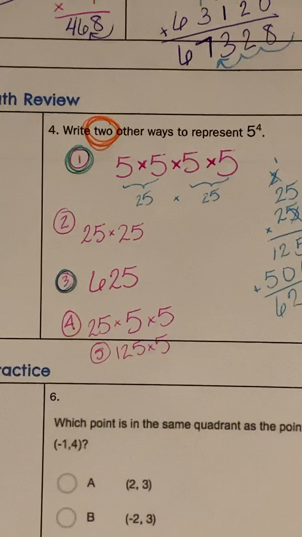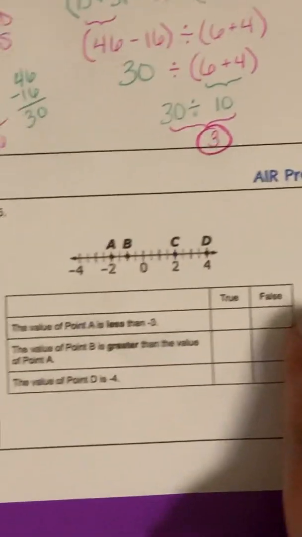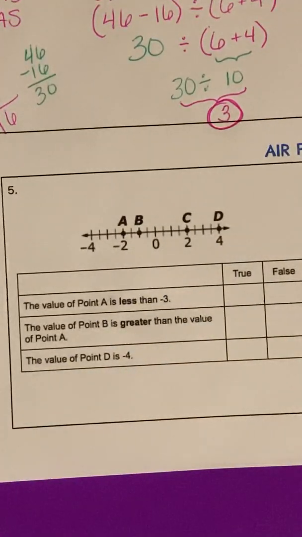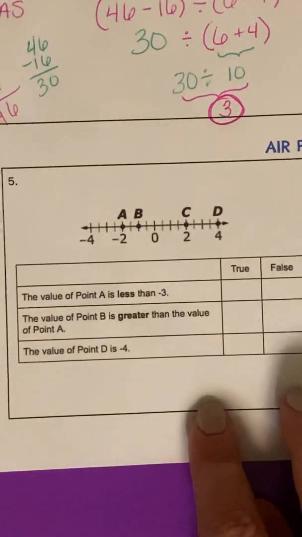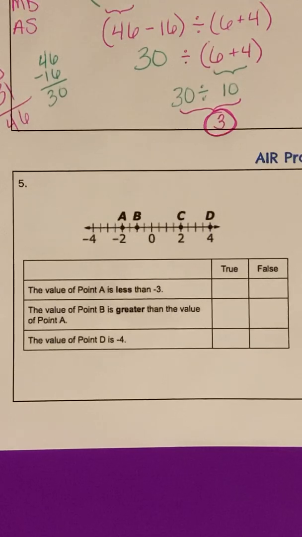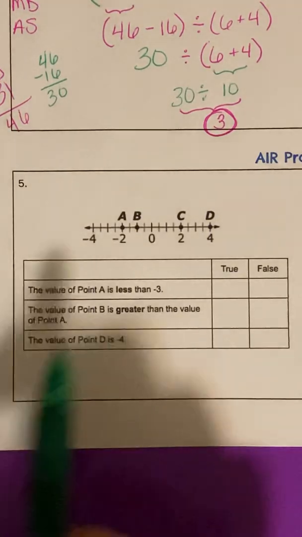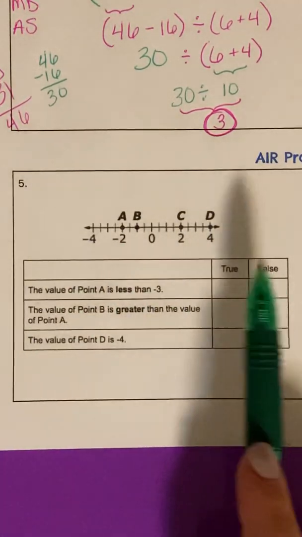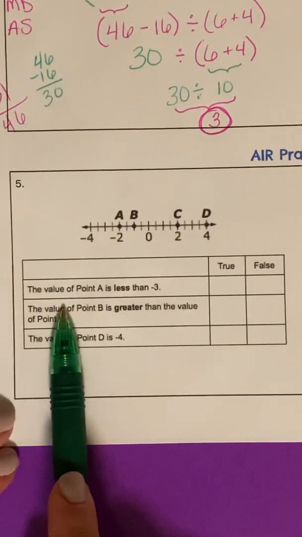Any of those work. All right, let's go to air practice numero uno. Wow, my little bit of Spanish there for you for the day. Okay, so number 5. We are going to look at this table and this number line here. We have true and false, so we're going to figure out what's true and false.